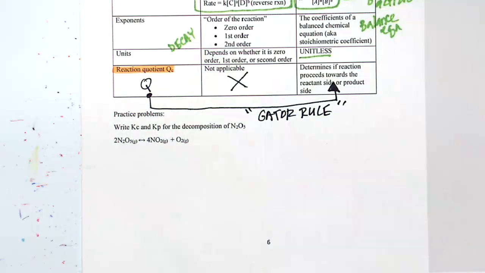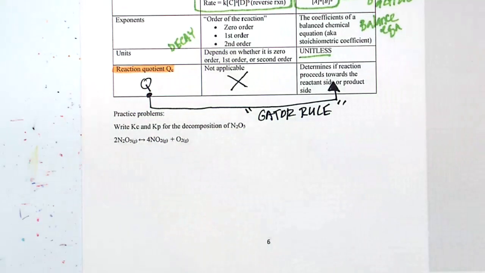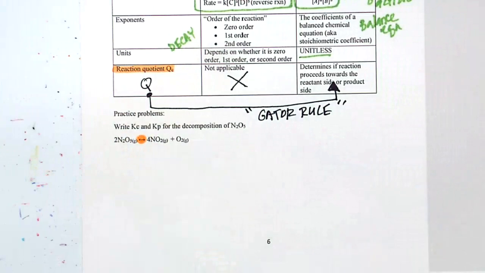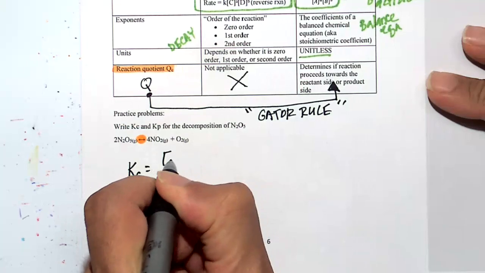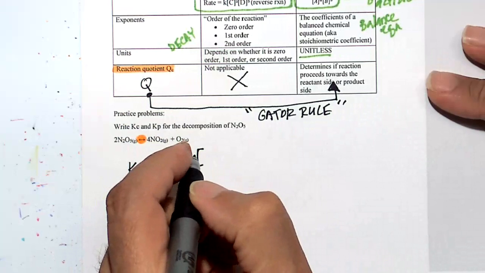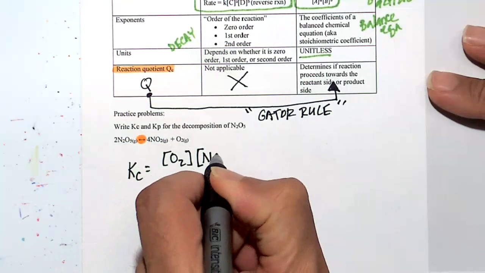All right, so practice. Let's write some of these out. Look at our arrows here. Always look at your arrows. You always have to have that double arrow for the reaction arrow. And we'll do a Kc first. The C stands for concentration. It's going to be the concentration of O2 times, products over reactants, the concentration of NO2.